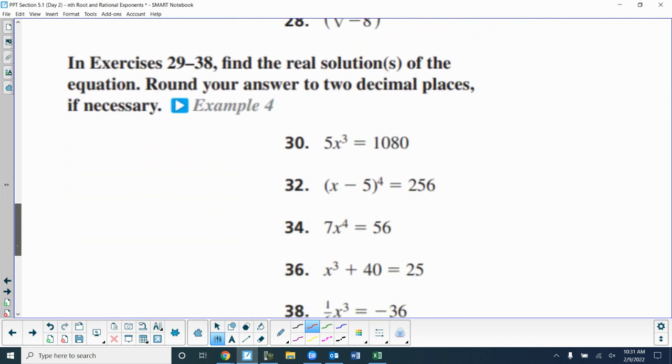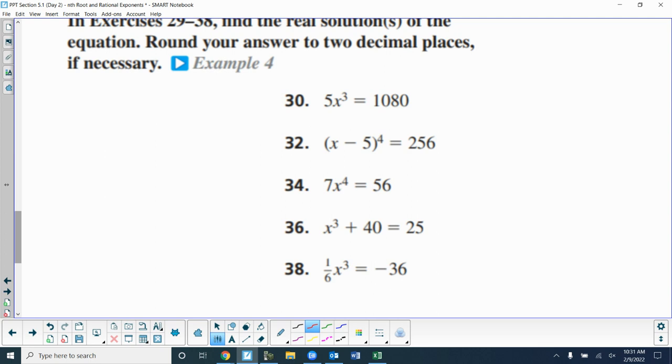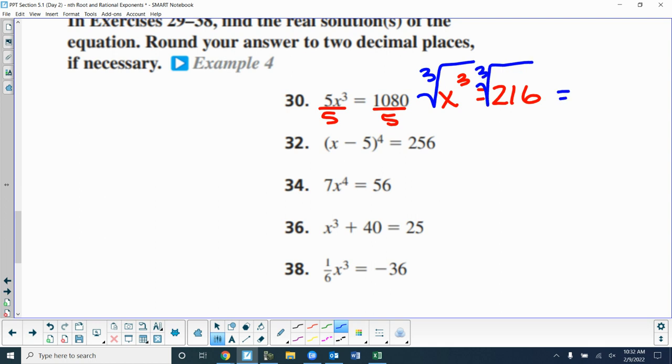All right, the last couple. Number 30, what do I have to do first? Divide by 5. Yes, thank you. So what's 1080 divided by 5? 260. Thank you. And then you just do cube root, right? Is that 6? Yes. So just cube root that. And do we need to worry about plus or minus? No. Okay. What do we do on 32?